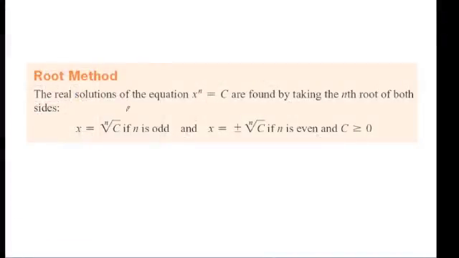Another way to solve polynomial equations is to find the real roots of the equation x to the nth equals c by taking the nth root of both sides. So x equals the nth root of c if n is odd, because then we can have a negative root if c is negative. But x equals plus or minus the nth root of c if n is even and c is greater than or equal to 0, since we can't find a square root or a fourth root of a negative number.